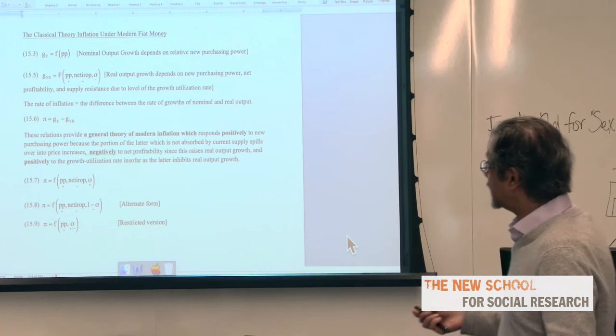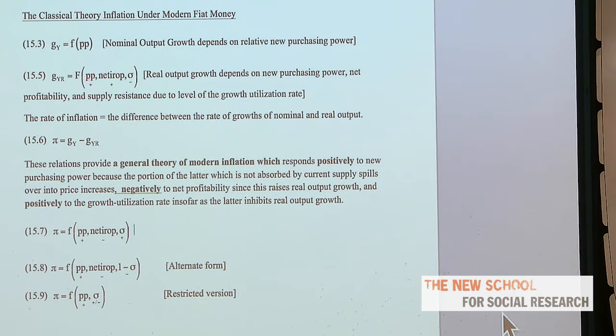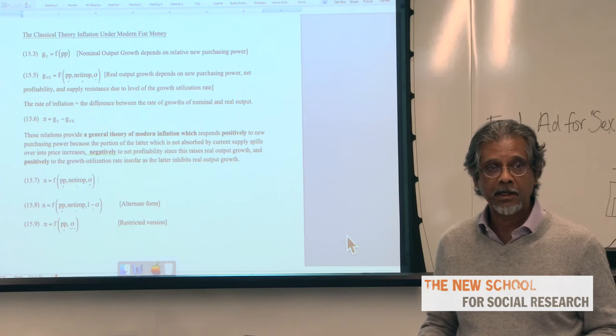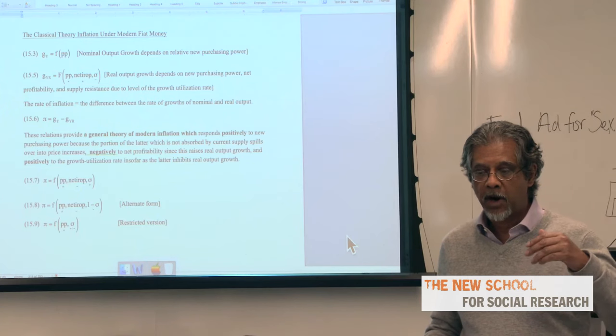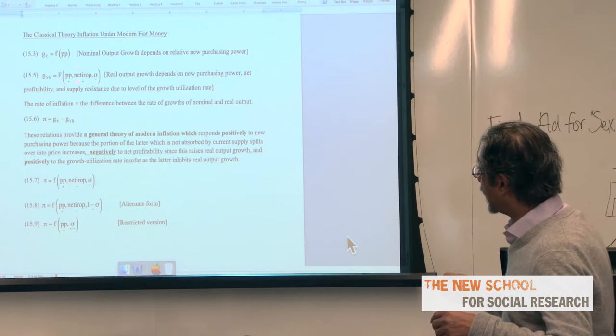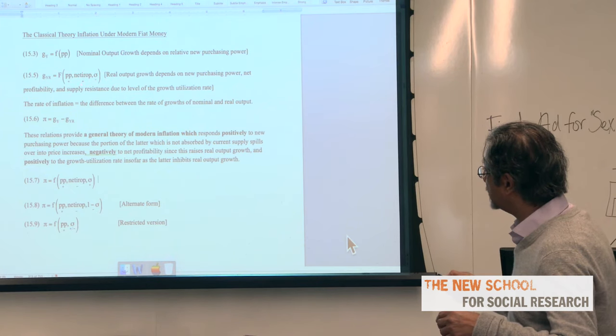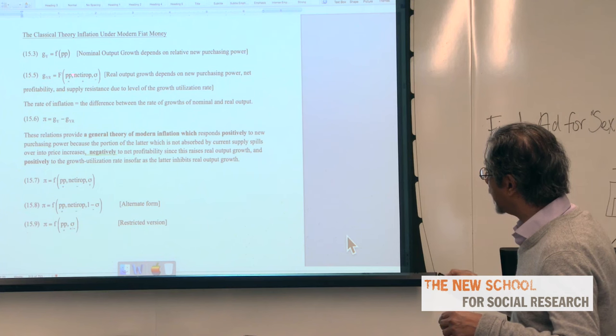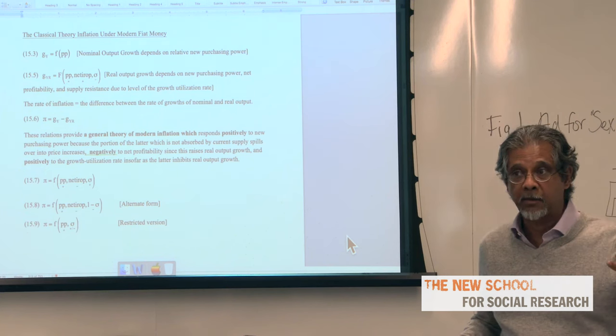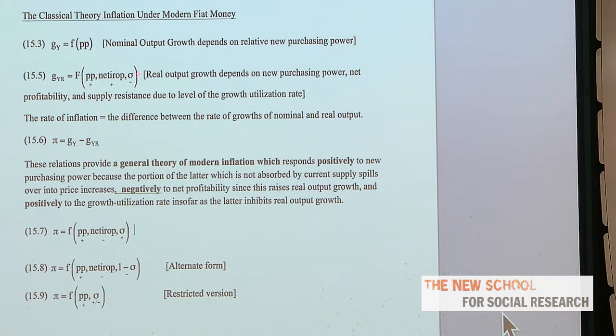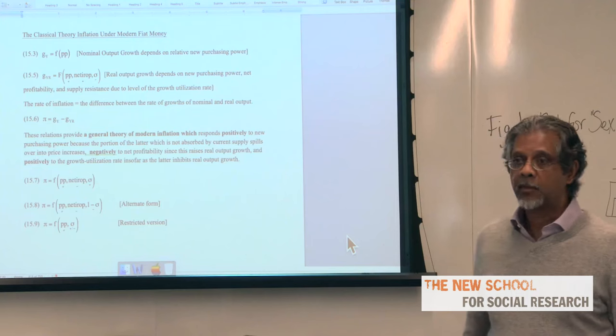So that very simple substitution means you can see that this argument here is also in Keynes. Keynes' investment depends on the net profit rate. So part of the growth rate of nominal output comes from the investment itself and the purchasing power created by investment, the aggregate demand created by investment. But the difference is that Keynes has here, where I have the growth utilization rate, the employment rate.